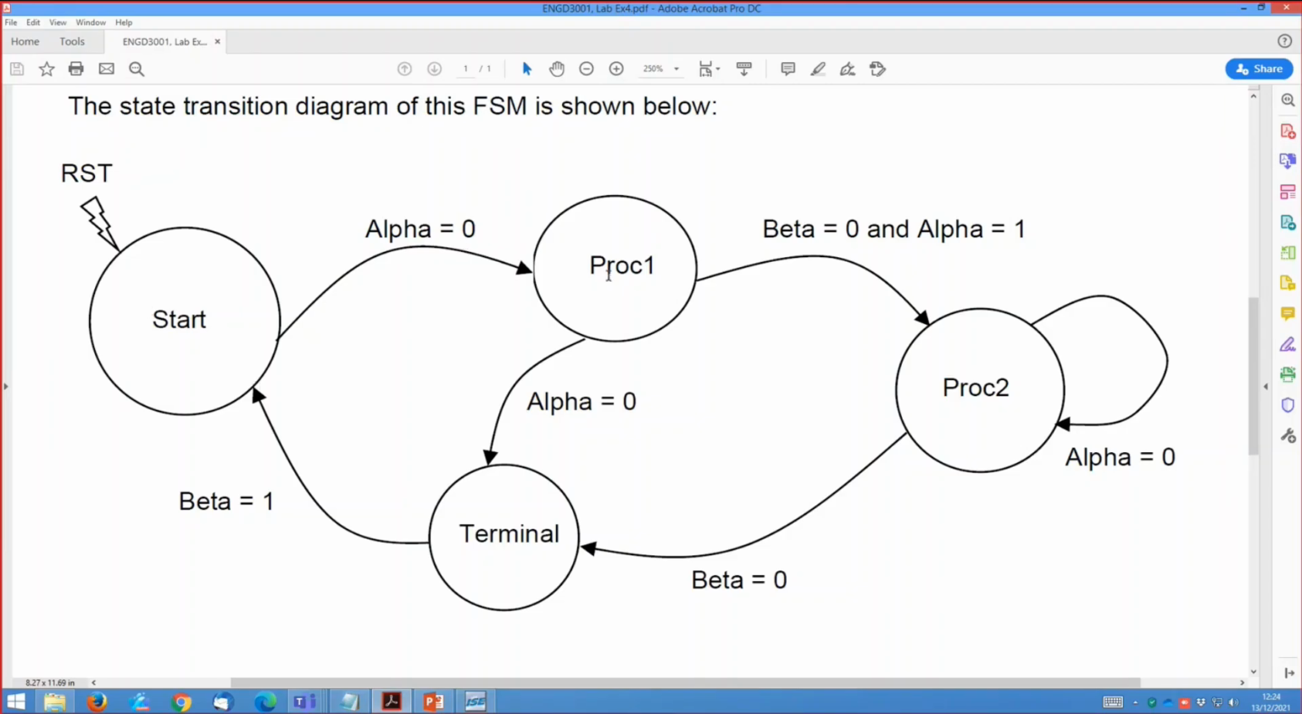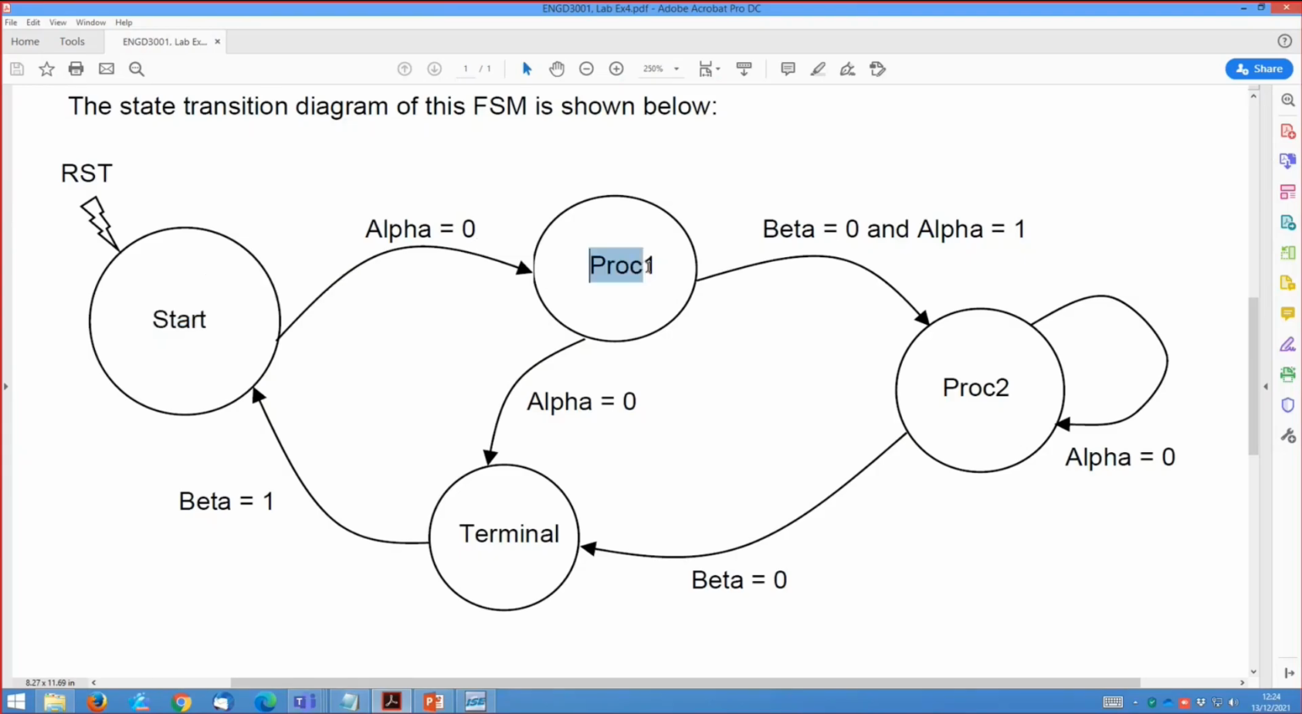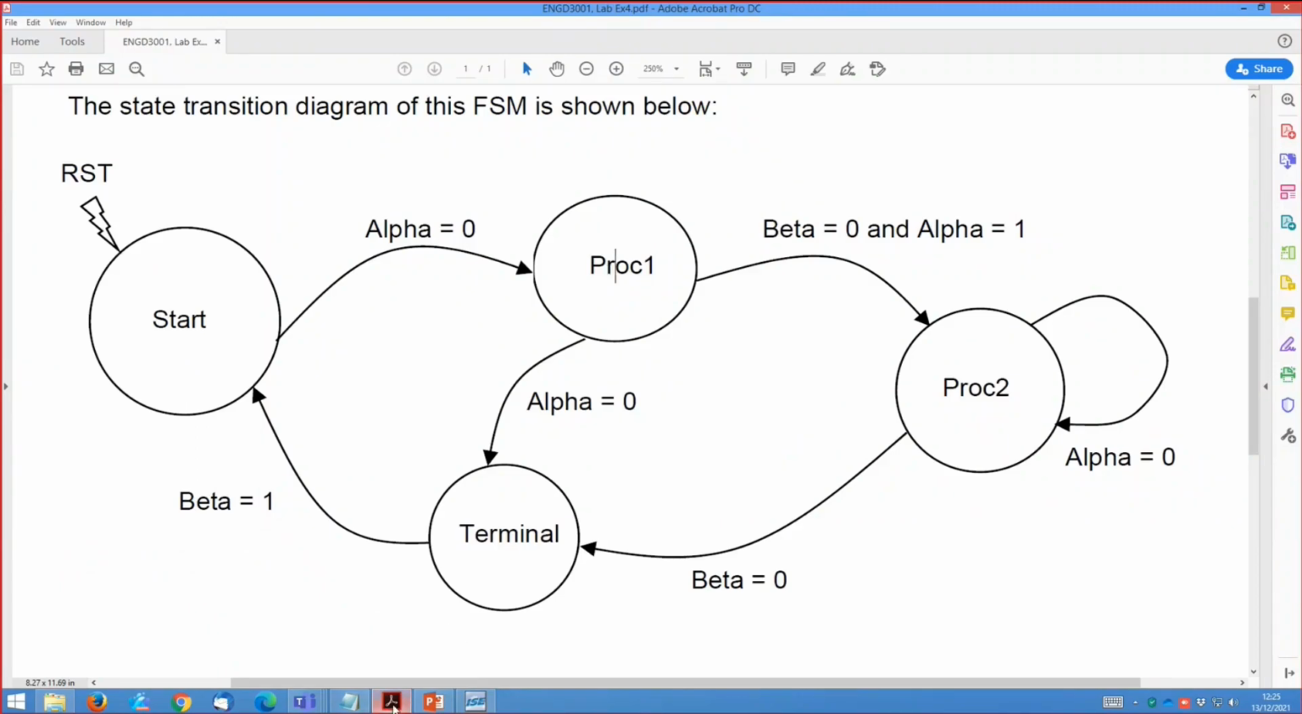Then if we want to move from that start state, we would need to set alpha equals 0. What I've done here is at the same time put alpha in 1, which keeps me in the start state for a few clocks. Then I waited a couple of clocks and then put alpha in 0. If alpha is 0, looking at the diagram, I can move from start state into proc 1. Then depending on the values of alpha and beta, I can go either to terminal or proc 2, but that would be the next step. So the first step is here, where I set the value of alpha to 0, and at that point the machine will move into the next state, which is proc 1. So now I'm in proc 1.